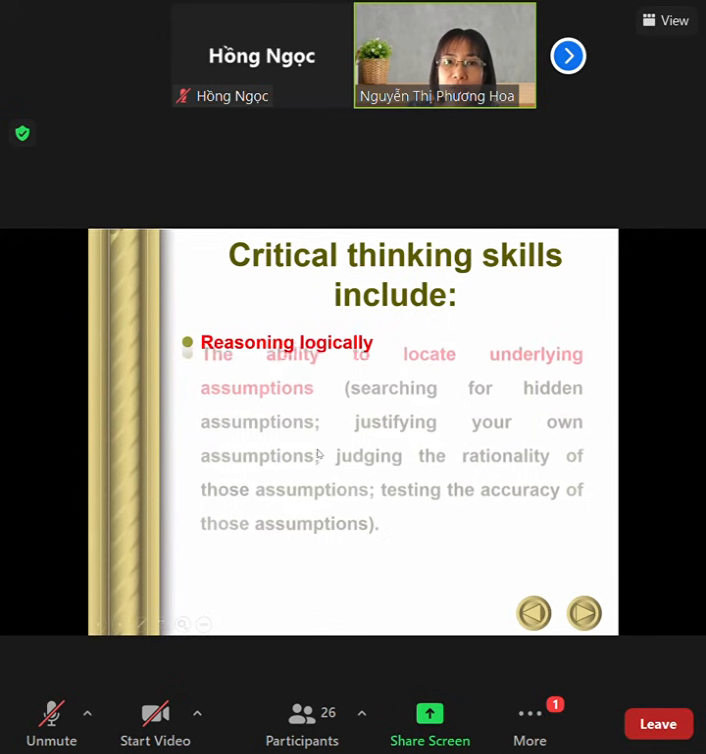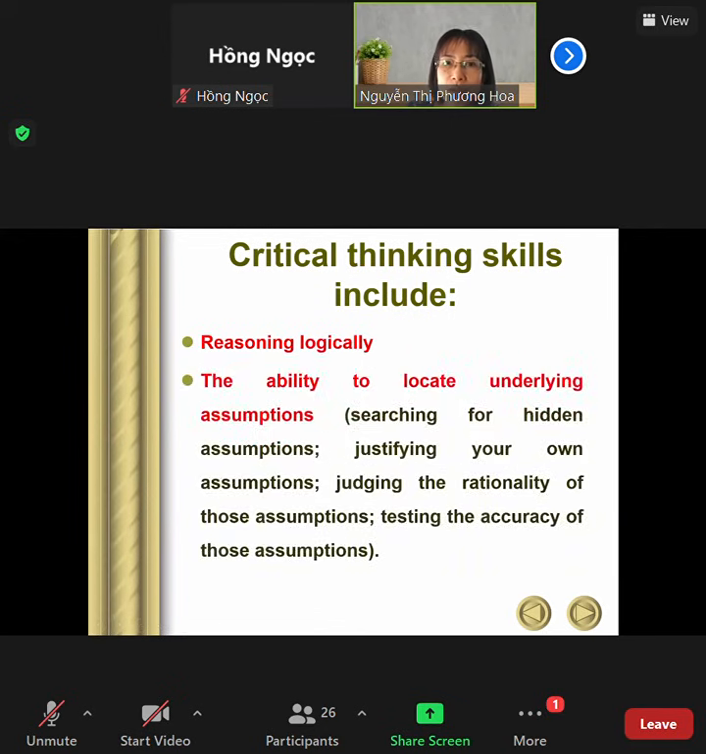As some of you mentioned before, critical thinking includes logical thinking. Actually, critical thinking is a very high grade of thinking, therefore it includes reasoning logically. In addition, critical thinking requires the capacity to locate underlying assumptions.